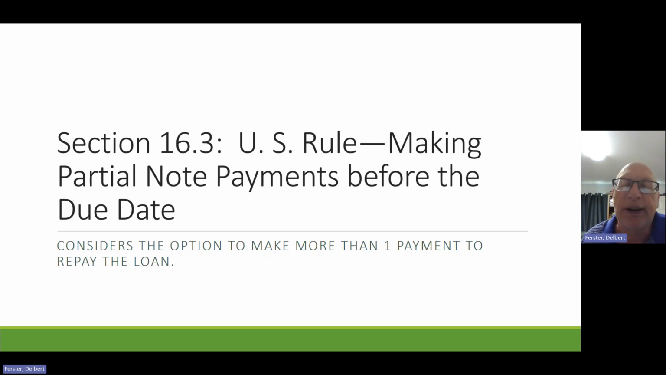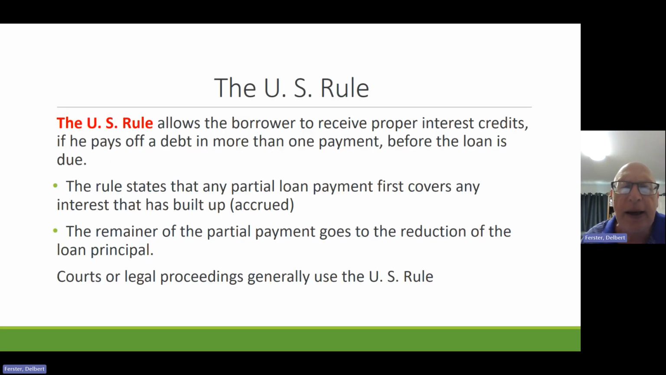It's the U.S. rule. We're going to talk about partial payments. In a nutshell, the U.S. rule says if there's a payment made before the debt's due, first the interest up until that point takes precedence. So interest comes off first. Any amount after that interest is paid goes to reduce the principal. So interest paid first, principal paid second with that partial payment.